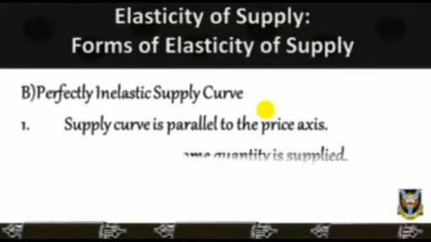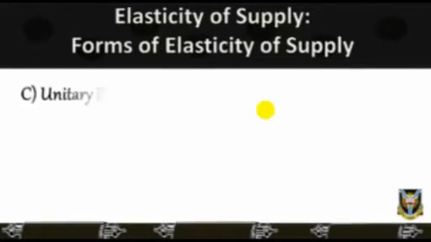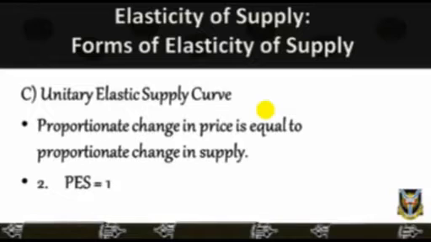B. Perfectly inelastic supply curve. 1. Supply curve is parallel to the price axis. 2. At any price, the same quantity is supplied. 3. PES equals 0. C. Unitary elastic supply curve. 1. Proportionate change in price is equal to proportionate change in supply. 2. PES equals 1.